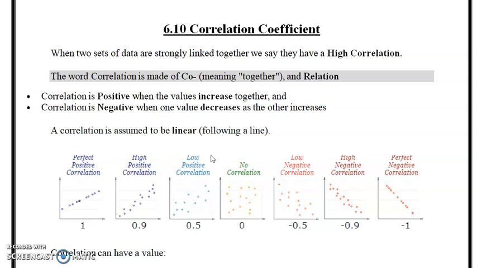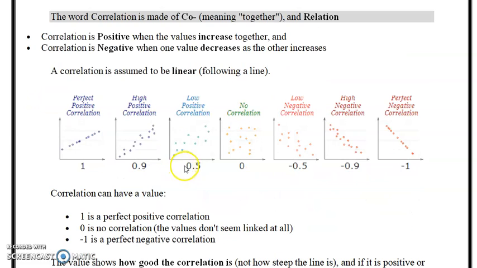So correlation is positive when the values increase, and correlation is negative when one value decreases and the other increases. Like we saw in the last one, we had a negative coefficient. So this is one, because you can see that this would be perfectly positive correlation, high positive correlation, a low correlation, no correlation at all. Data is just scattered everywhere. Low negative, you can see that it's decreasing. High negative correlation. This is what we found in the last example when we did 6.9.